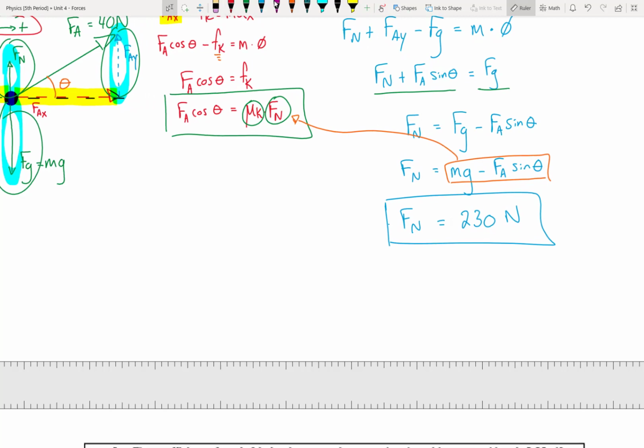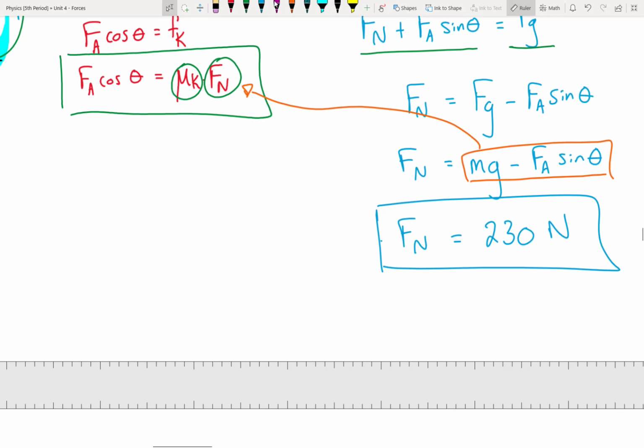And then we can take that value back over here to figuring out a value for mu k. So I got Fa cosine theta divided by normal force, because now we know the normal force. The last thing we don't know is mu k.